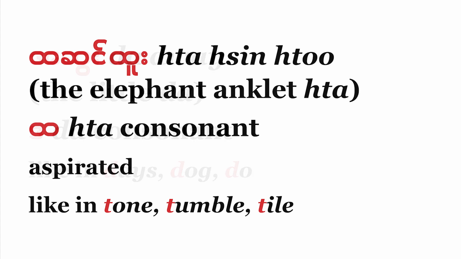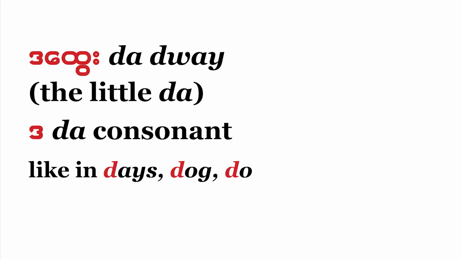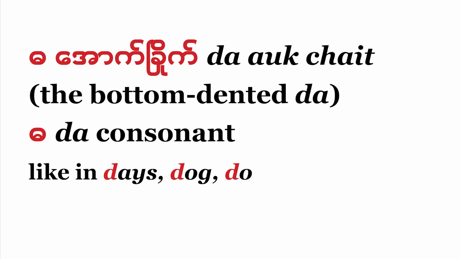The next letter is Da Dwe, or little da, Da Dwe, Da. This sounds exactly like the English letter D. And the letter following it is Dao Chai, Da with a dented bottom. This also sounds like the English letter D, so you can pronounce it just like the way you would pronounce a typical English letter D, duh.